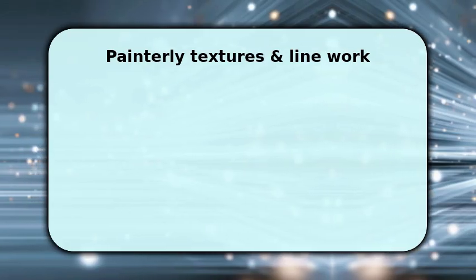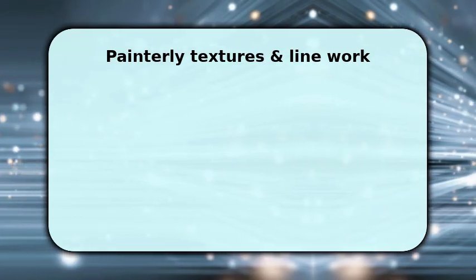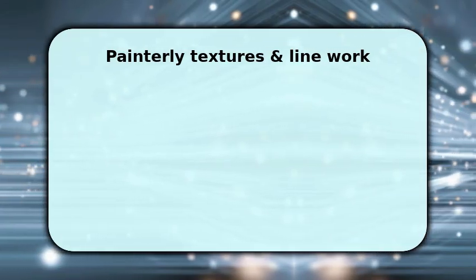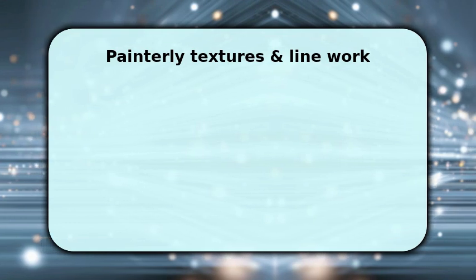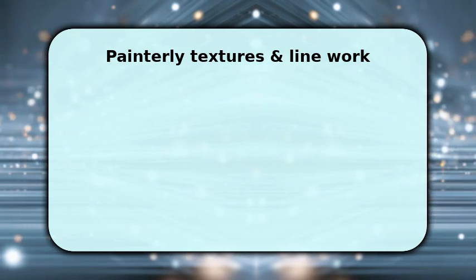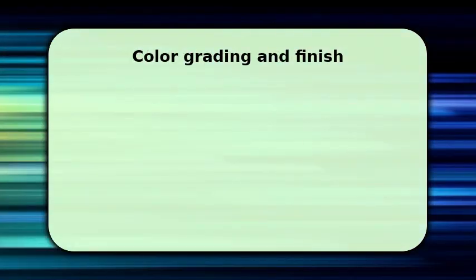Then paint highlights and shadows on separate clipped layers with a soft round brush so depth reads like animation cells. Adjust opacity. Finish by color grading for the Ghibli mood. Lift highlights warm and tint shadows slightly cool to create that gentle contrast.